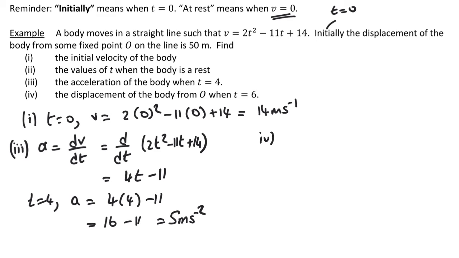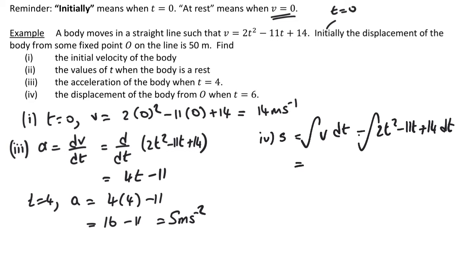Part 4, we've got the displacement, and the displacement is the integral of v with respect to time, which is the integral of 2t squared minus 11t plus 14 dt. So that's going to be 2/3 t cubed minus 11t squared over 2 plus 14t plus c.